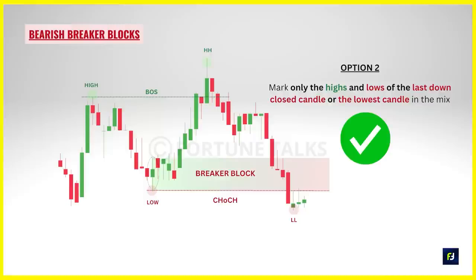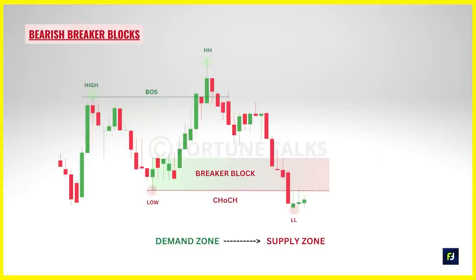It is vital to involve the lowest candle in the swing low, and it doesn't matter what the color of the candle is. Now, this block used to be a demand zone, but now it has been converted to a supply zone. Unlike the case of an order block, we don't have to see if there is an imbalance and a liquidity sweep, and unlike an order flow, we don't need to check if it is unmitigated. For a bearish breaker block, we just need to find the last down close candle or the lowest candle in the series of consecutive down candles and mark them from wick to wick.